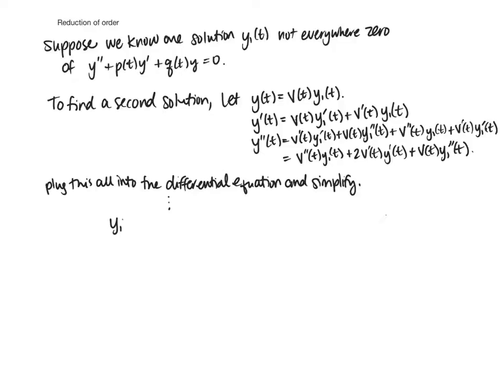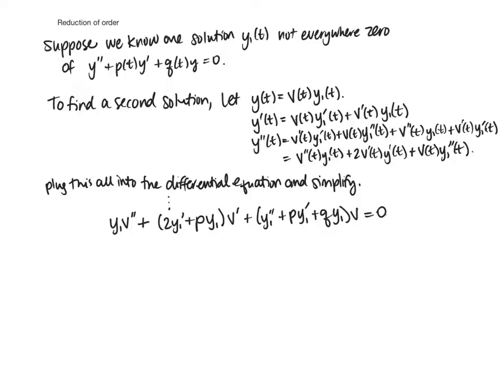So you get y1 v double prime plus 2y1 prime plus p y1, v prime, plus y1 double prime plus p y1 prime plus q y1, times v equals 0.